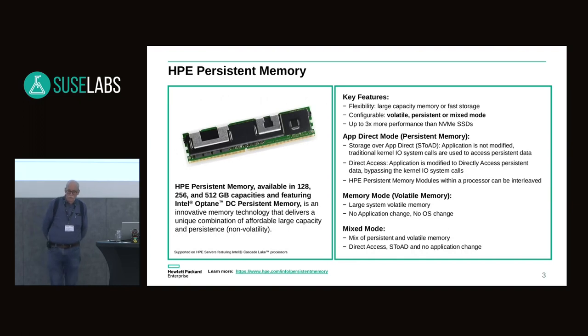So for AppDirect mode, where you do have persistency, there are a couple of different models that you need to keep in mind. One is storage over AppDirect, and that's basically the persistent memory shows itself as a storage device, and you treat it as one. So it's a read-write kind of device. The other one is what we're calling here direct access, and that's byte addressability, so you're going to bypass read-write, and you're just going to do assignments. So instead of doing read-write, you're doing load-store. Those are the two models that AppDirect persistency comes as.